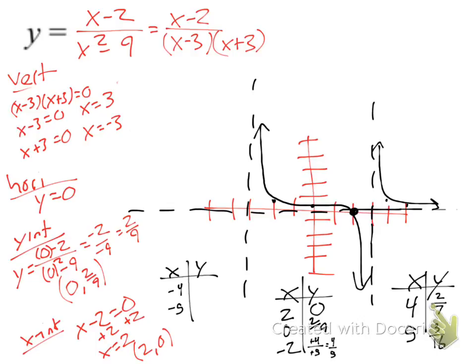What's -4 minus 2? -6. What's -4 squared minus 9? So this is -6/7. That's pretty close to -1. Okay, -5 minus 2, -7. 5 squared minus 9, all over 16. So that's about half, right? So somewhere about -1. -1-ish.